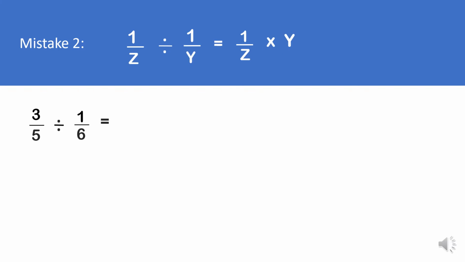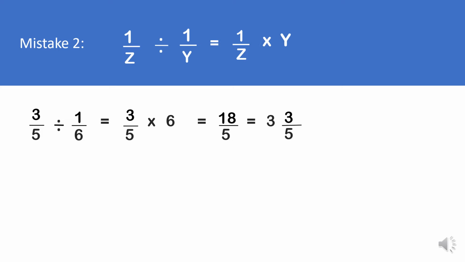Let's have a look at the next example. 3/5 divided by 1/6. Applying the same rule, this equals 3/5 times 6, which equals 18 divided by 5. And this equals 3 wholes and 3/5.